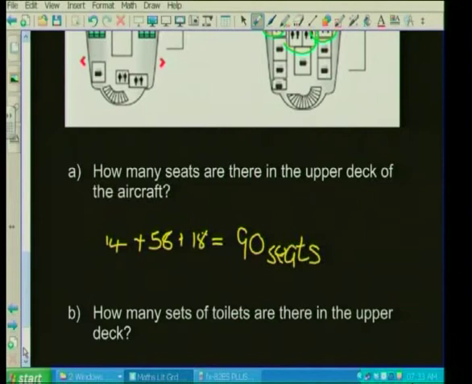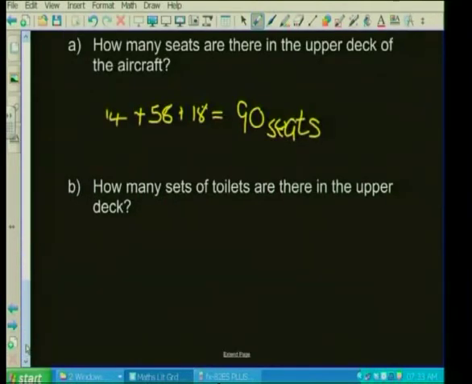And they did say how many sets of toilets are there in the upper deck. So we're not interested in the number of toilets because notice there's a male and a female for each one. But we've got 7 sets of toilets in this aircraft on the upper deck. So you would simply go and answer 7 sets. Or if you wanted to, 7 sets of male and female toilets.